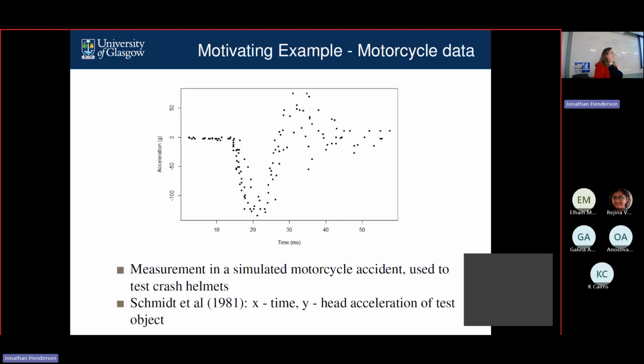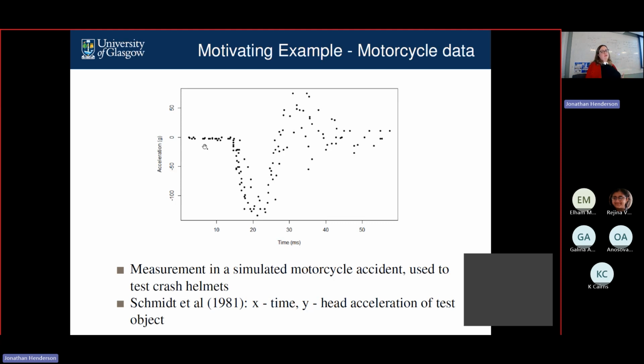Okay, so now pictures after tons and tons of equations. I'm going to use a motivating example, which is quite simple because it is just two-dimensional. It's a simple linear regression. We have an outcome y, which is acceleration, and a single covariate x, which is time. What we're looking at here is measurements of acceleration at times after a simulated motorcycle accident. This is the mcycle data from the MASS library in R, if you're interested.